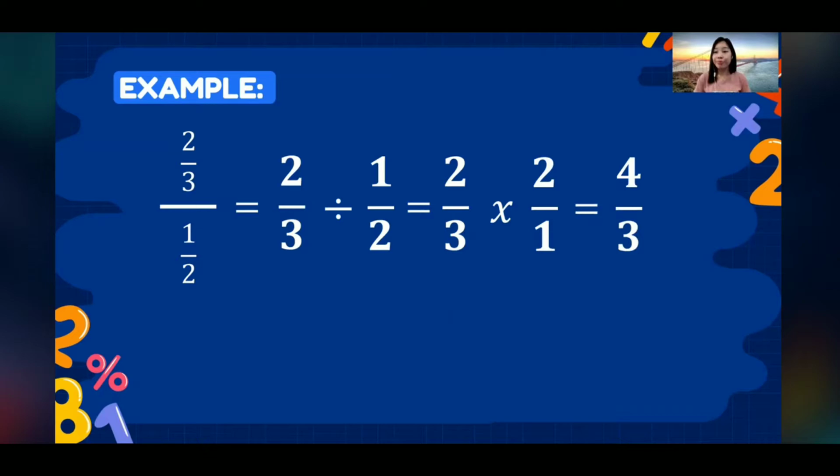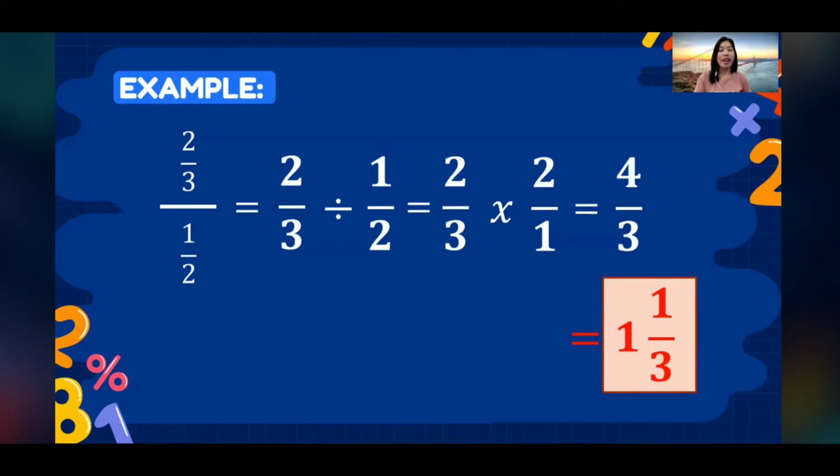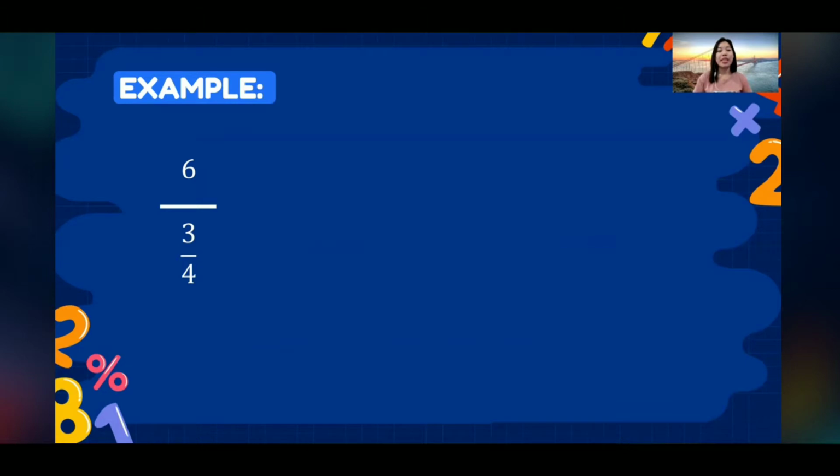Are we through? We're not yet done, right? Because this one is an improper fraction and we have to simplify it. How do we simplify improper fractions? Very good. We will just simply rename this improper fraction to a mixed number. So 4/3 will be 1 and 1/3. Did you get it? Amazing. So here I have another fraction.